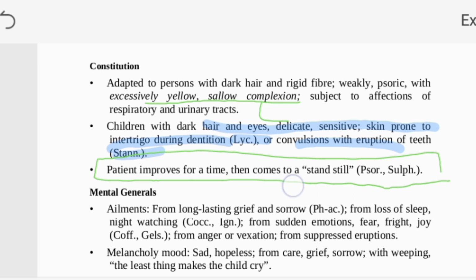Like solanum, sulfur we give mainly intercurrent. Likewise causticum can be given intercurrent to enhance or stimulate the vital force, so that the medicine will act on the patient.